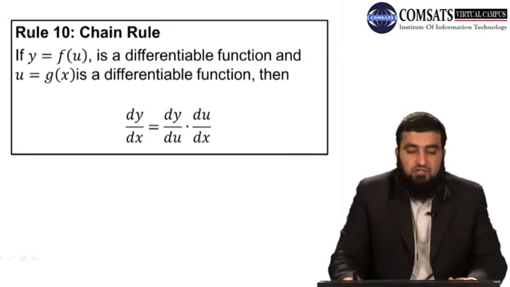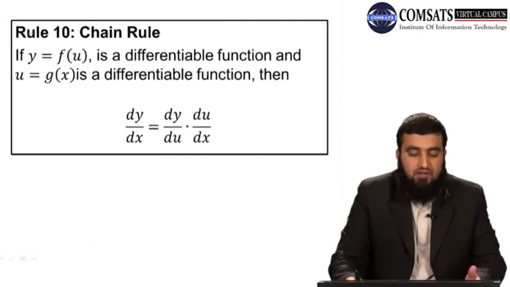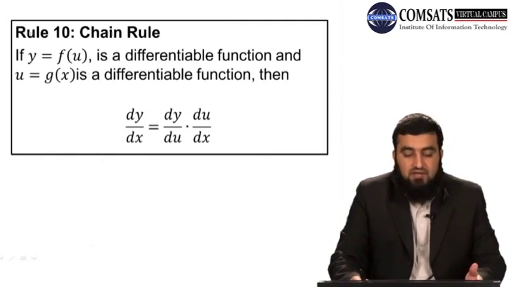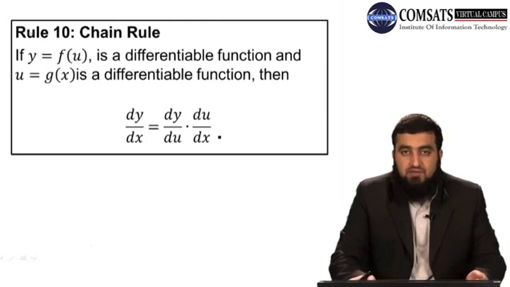So rule number 10 is called chain rule. If y is equal to f of u is a differentiable function and u is equal to g of x is a differentiable function, then dy by dx is equal to dy by du dot du by dx. अगर आपके पास y है जो कि वेरिएबल u का फंक्शन है और u जो है वो वेरिएबल x का फंक्शन है, तो आप y का डेरिवेटिव विद रिस्पेक्ट टू x फाइंड कर सकते हैं, और उसके लिए जो आपके पास फार्मूला होगा वो होगा dy by du dot du by dx.